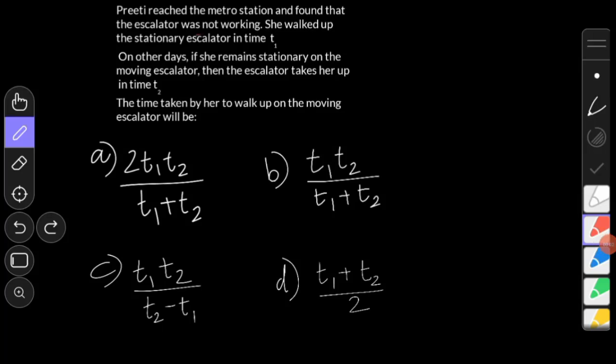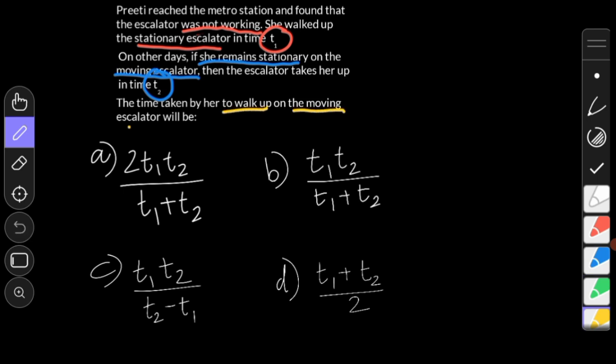Okay, so the question is saying that Preeti reached the metro station and found that the escalator was not working. She walked up the stationary escalator in time t1. On other days, if she remains stationary on the moving escalator, then the escalator takes her up in time t2. The time taken by her to walk up on the moving escalator will be. So we have to find the time taken by Preeti when she walks up on the moving escalator.